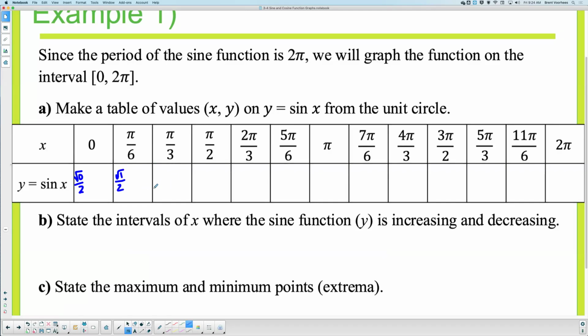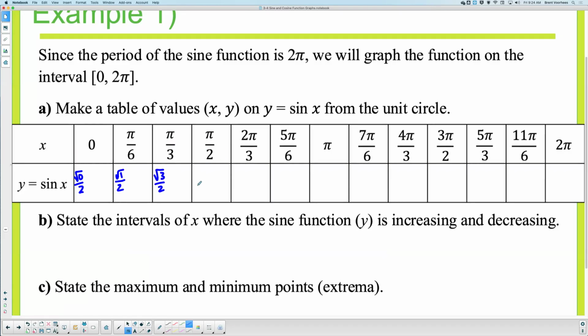We go to the next spot, pi over 3. Oh, I skipped one. Where's pi over 3? Which finger is pi over 3? It's the index. We skipped the middle on this chart. Okay, bend your index, flip your hand. How many Y's do you have there? Square root 3 over 2.